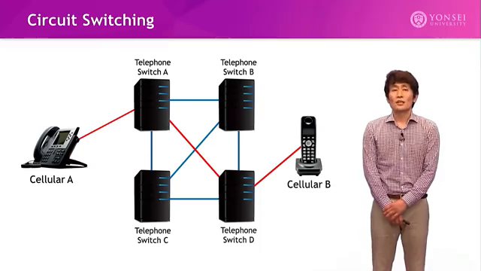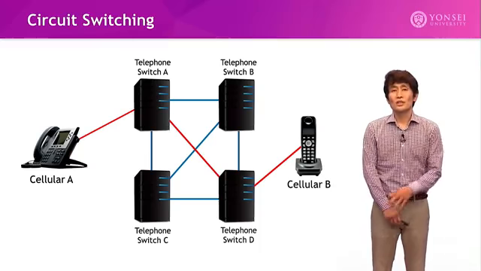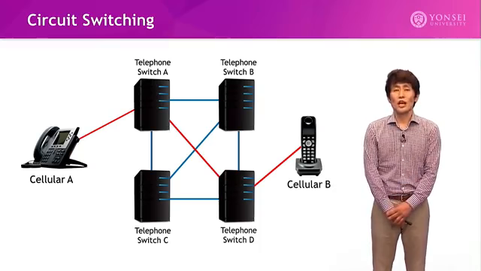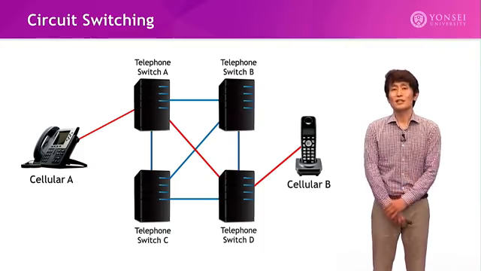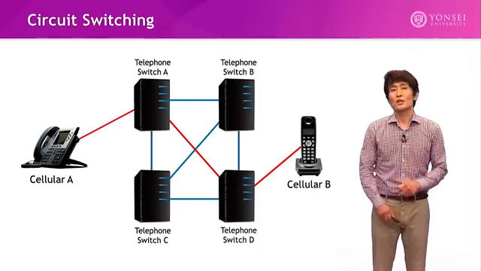Then the telephone switch needs to have lots of lines between the other switches. Then you need to switch all the lines. This is basically the circuit switching, because we switch each circuit for each call.